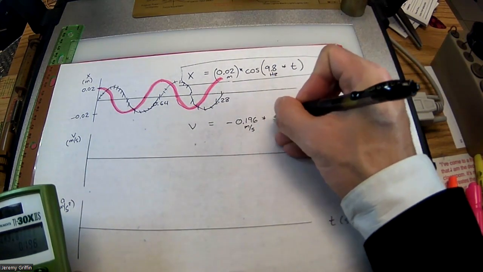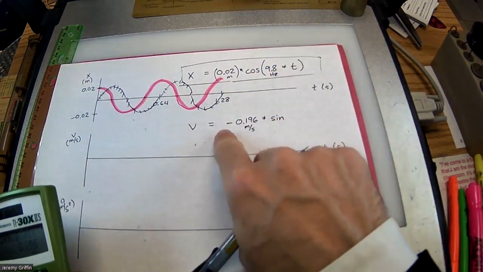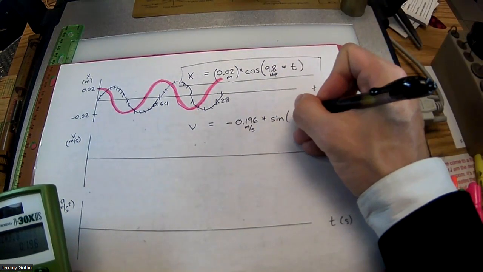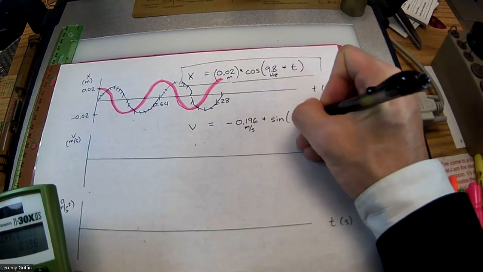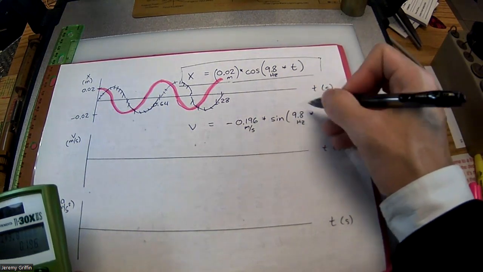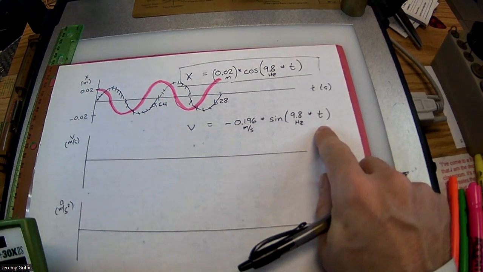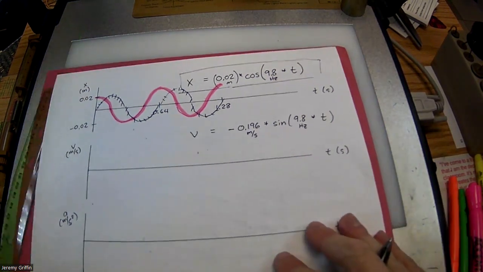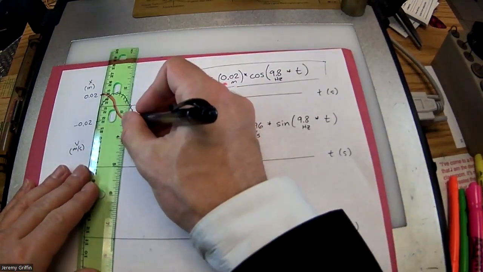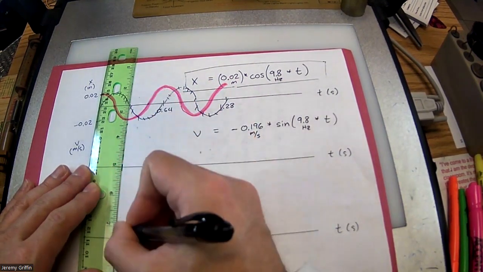And this is times, okay, we got a sine function. I took care of the negative already. And 9.8 hertz. Angular frequency is 2 pi f. Put that in there. Okay, times the amount of time that's passed. We should be able to line up these graphs with each other.